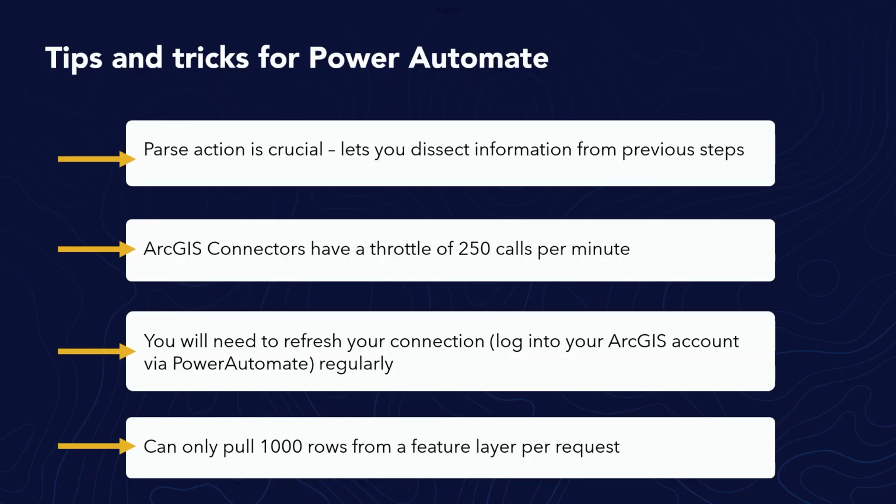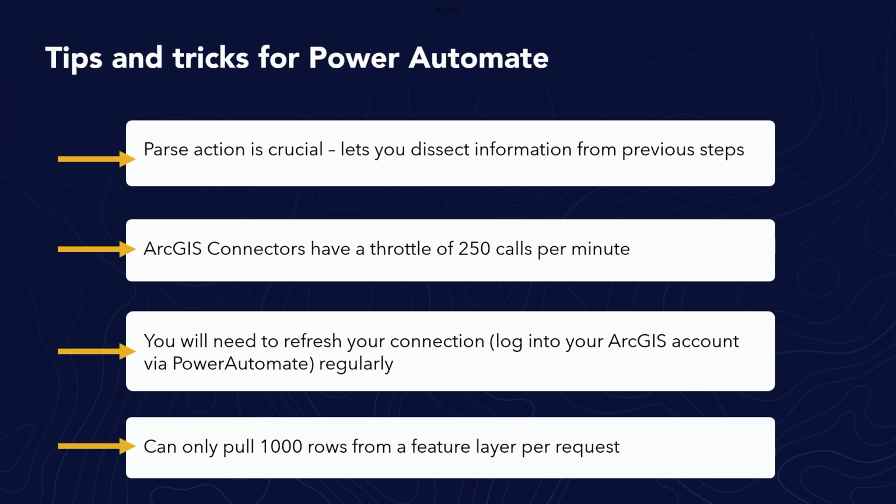For some, I say tips and tricks here, really it's a bit of housekeeping to make sure we're using the technology sustainably. ArcGIS connectors have a throttle of 250 calls per minute. So if you think you're going to be triggering more than that, it's worthwhile ensuring that you have multiple accounts set up.